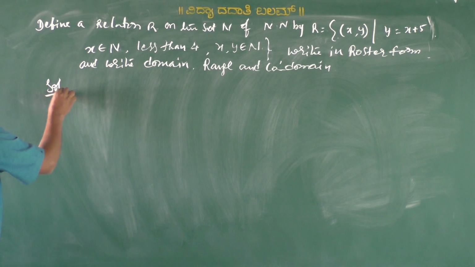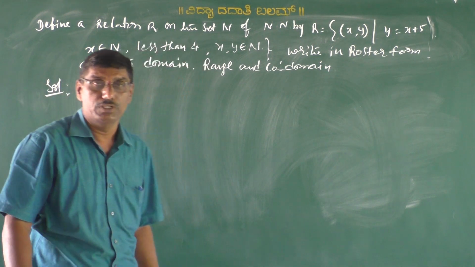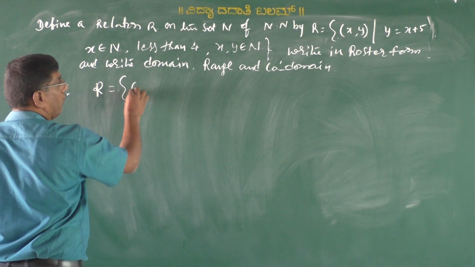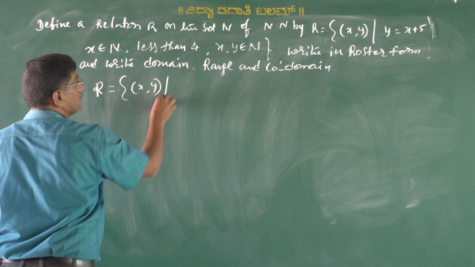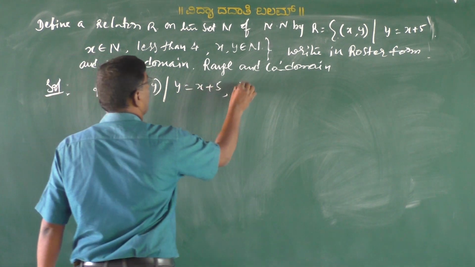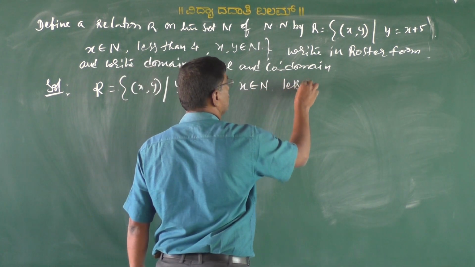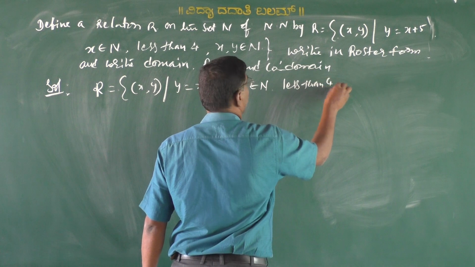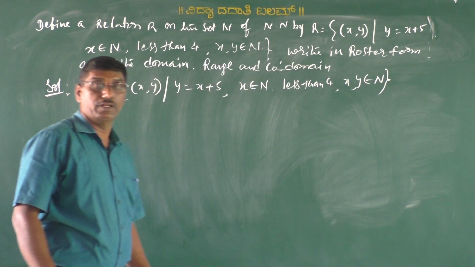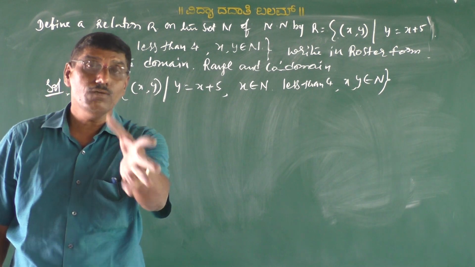Solution, my dear students. First you have to write the given relation in roster form, isn't it? The given relation is R = {(x, y) : y = x + 5, x belongs to N and x less than 4, x, y belong to N}. This is the given relation. Now we have to write it in roster form.